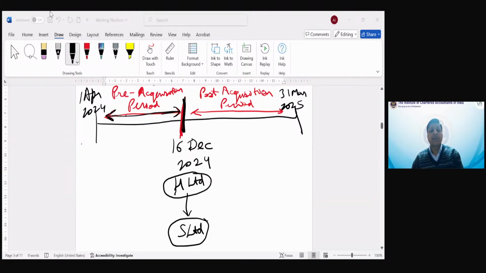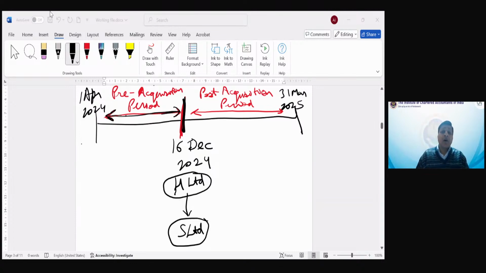Tell me, what do you think? Will that not be a part of consideration? Logically, if you were to get into any sort of transaction or any such deal, will that not be a part of consideration? The answer is yes. That will always be a part.